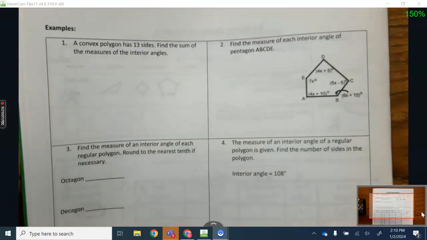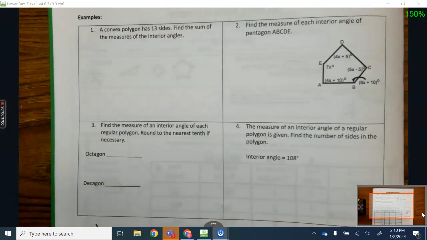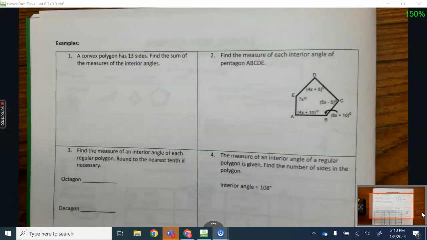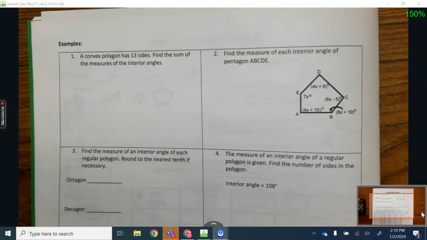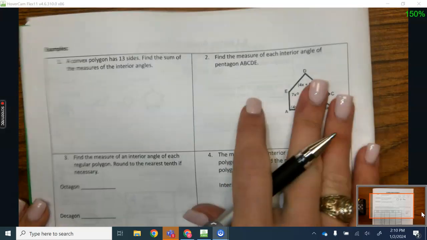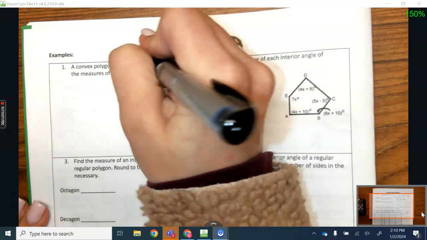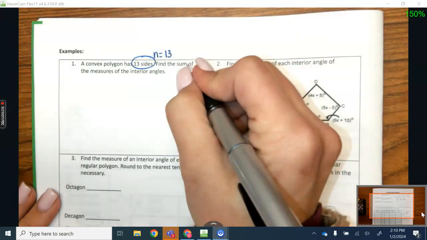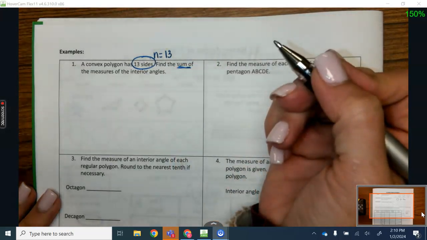Okay, so let's do some examples. We will definitely have a part 2 of the video since the first page took almost 12 minutes. Okay, so it says a convex polygon has 13 sides. So I'm going to write n is equal to 13. Find the sum of the measures of the interior angles.